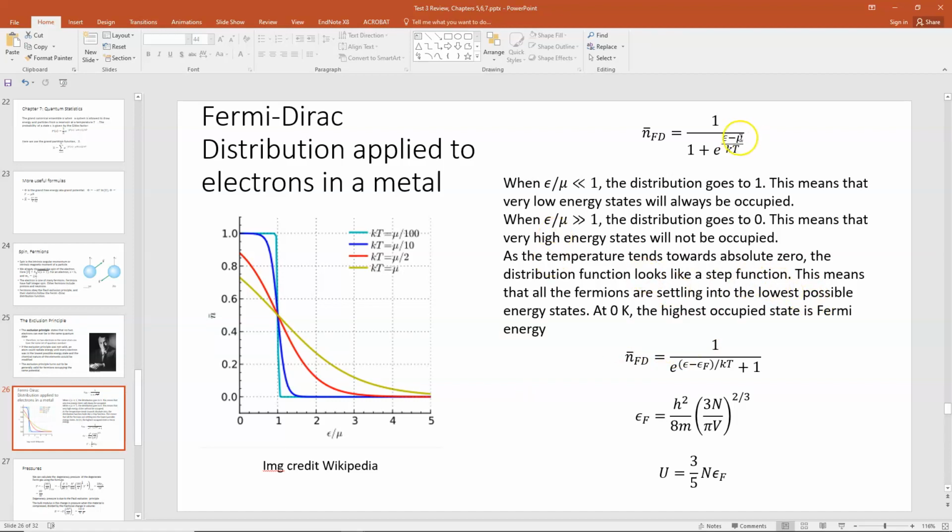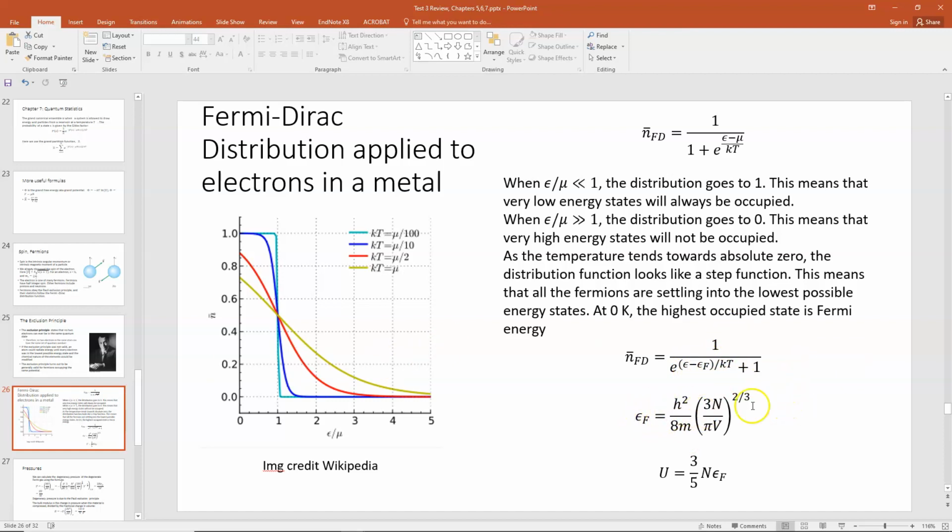Now, the chemical potential for electrons in a conductor can be described by the Fermi energy. So mu is equal to the Fermi energy, which is epsilon sub F, okay? And so your Fermi-Dirac distribution function becomes 1 over e to the epsilon minus the Fermi energy over kT, plus 1. And we derived what the Fermi energy was in class.